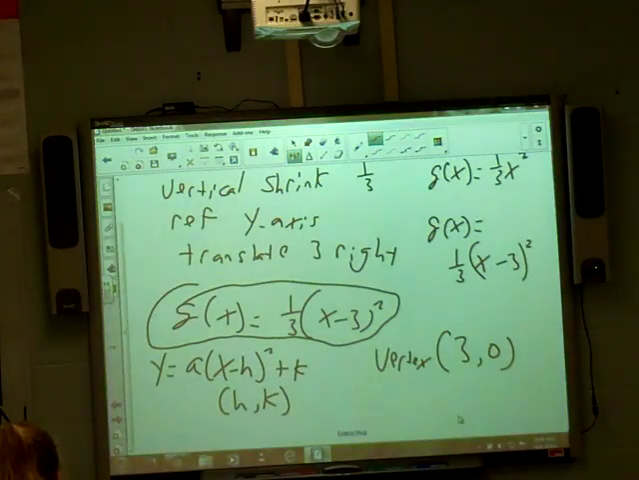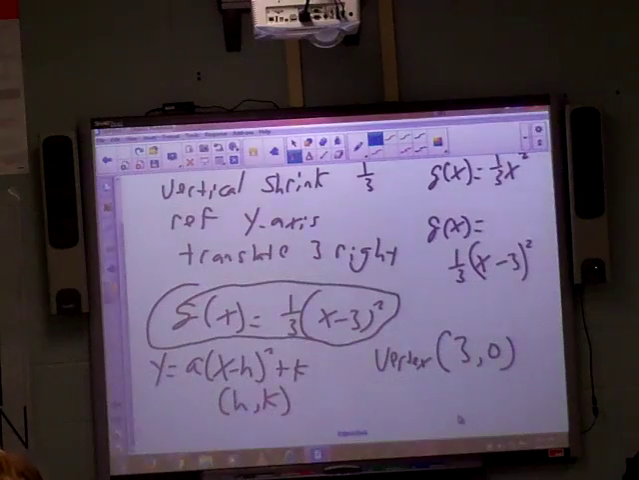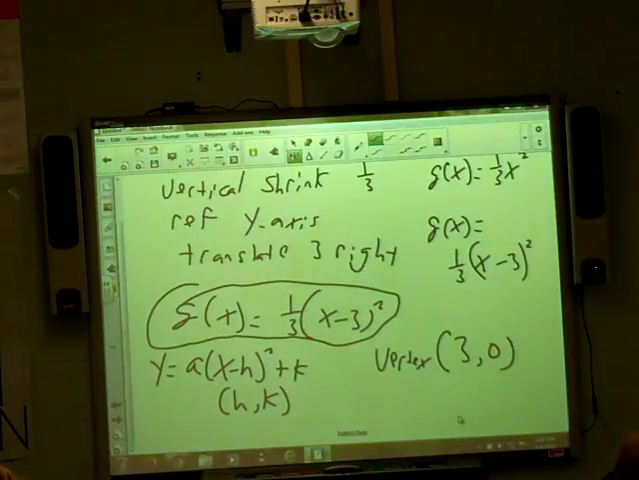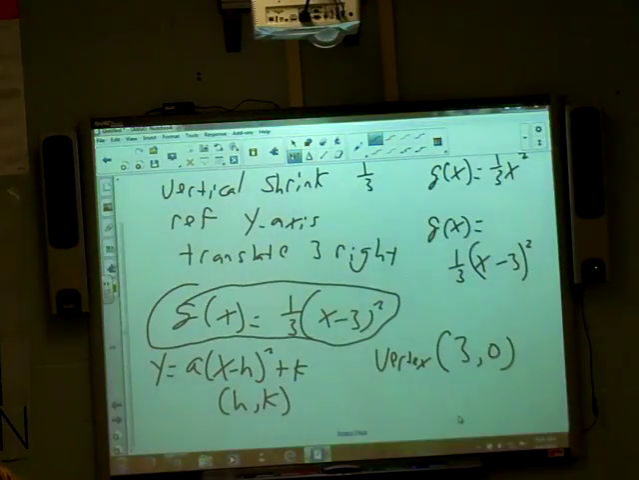So A will always be in front of an X. I didn't remember it was AX squared plus BX plus C. So we wrote that out in standard form, where A would still be 1/3 because we would distribute.